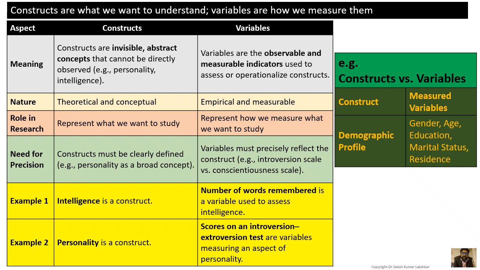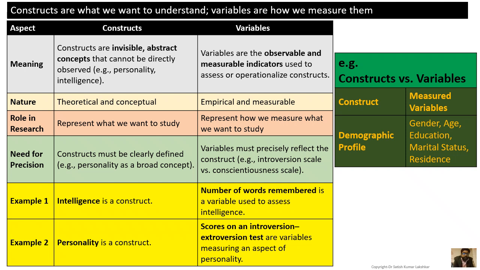Now in this case, what is the construct? The construct is the demographic profile or the demographic characteristic, and the measured variables are gender, age, education, marital status, residence, because they are explaining this construct, this demographic profile. So this is the relationship of construct versus variable.